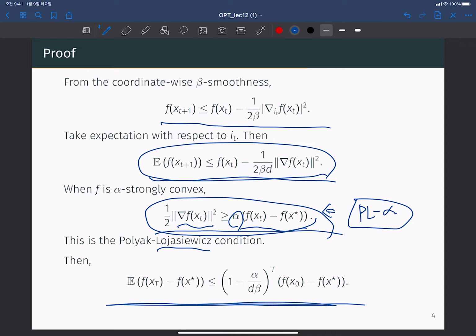So usually when you have a PL condition, we have this exponentially fast convergence speed. The proof is very trivial. We did this kind of proof several times during our course. So this is a very straightforward proof technique. No difficult thing.